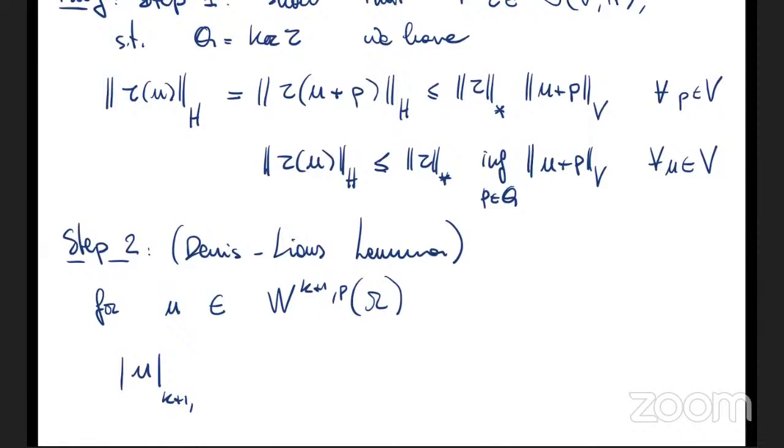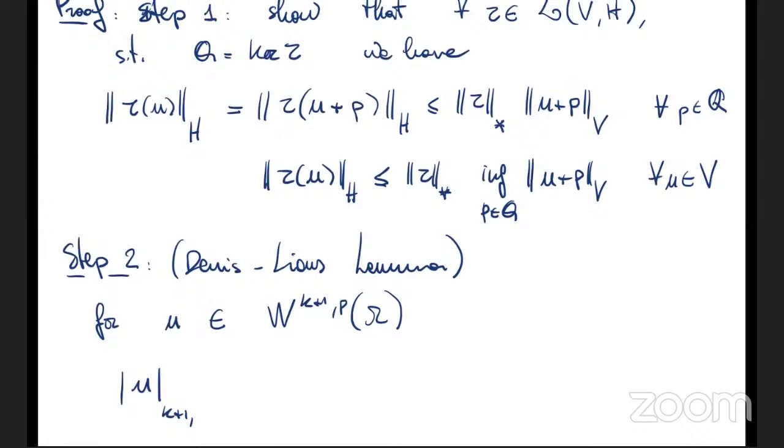Because you see that the norm of tau of U is equal to the norm of tau of U plus P. Yes. So you're right, for every P in Q. Sorry, that's for every P in Q, of course.